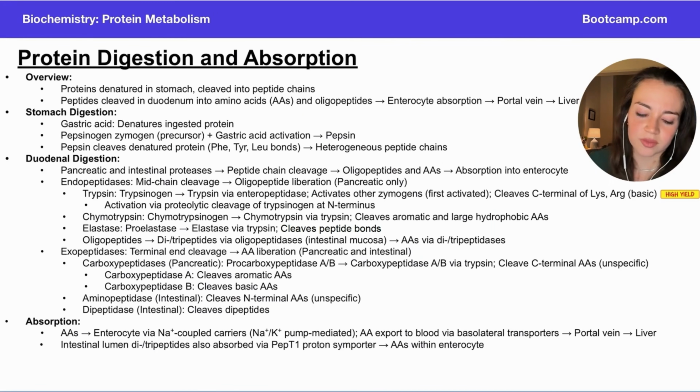The broad overview is that proteins, once we eat them, are going to be denatured in the stomach by stomach acid, as well as cleaved into peptide chains. Remember, a long protein is made up of multiple peptide chains. We can cleave those peptides down even further in the duodenum, into oligopeptides, which are just even shorter peptides, as well as individual amino acids, the final smallest building block. Then they will be ready to be absorbed into the enterocyte, right into the intestinal cell, and taken into the portal vein and head to the liver.